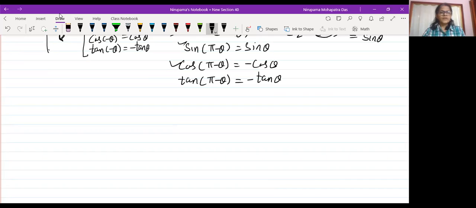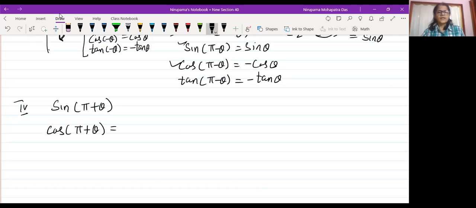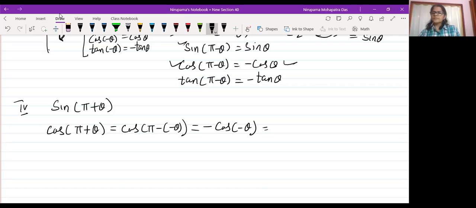Coming to the third quadrant. Let me take cosine first: cos(pi + theta). If I write it like this, cos(pi - (-theta)), and cos(pi - theta) is minus cos theta, so here it is minus of cos(-theta). Cos(-theta) equals cos theta. So you are getting minus cos theta.